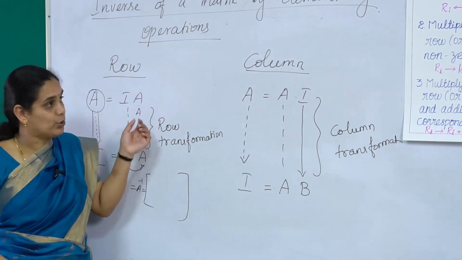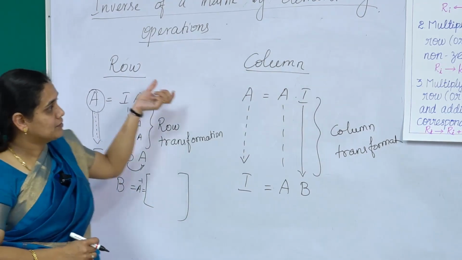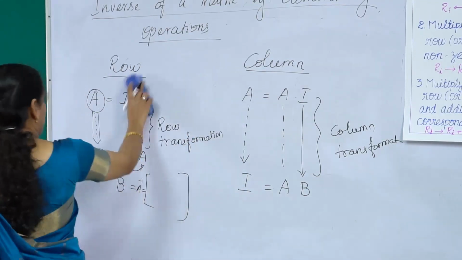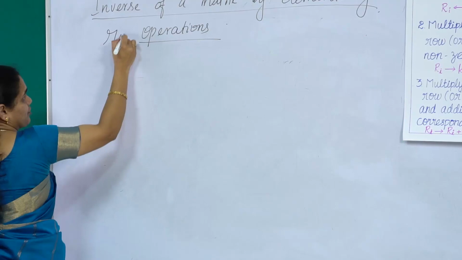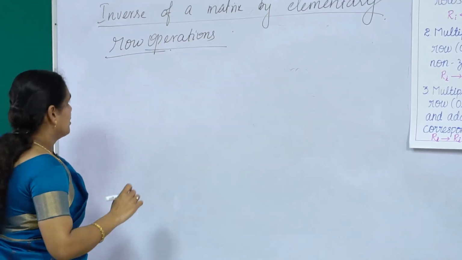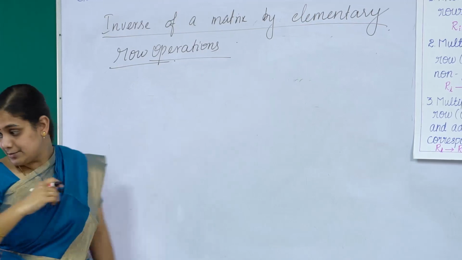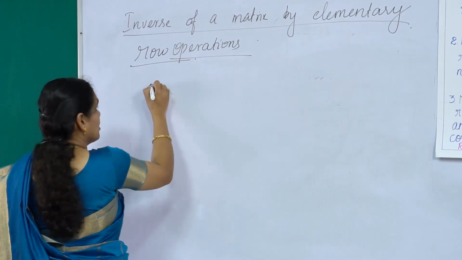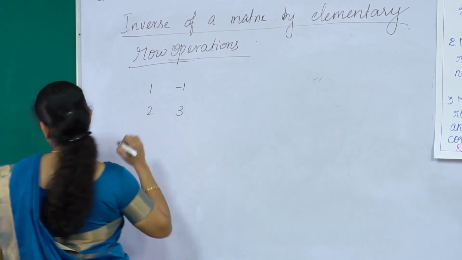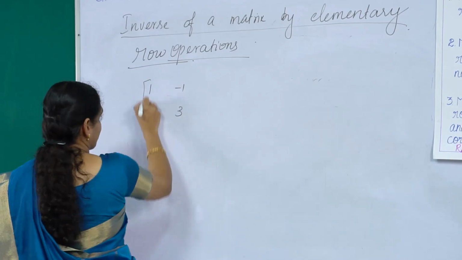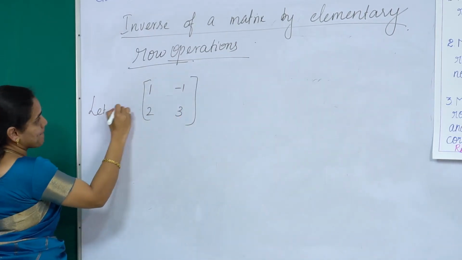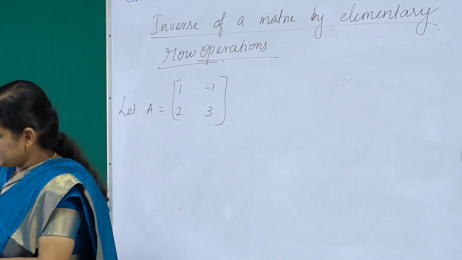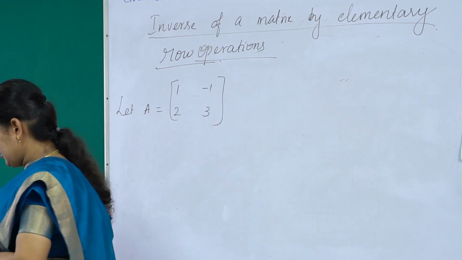So I'm going to show you the row transformation. Then you try the column transformation by yourself. This is by row transformation. Let me choose a question from your exercise. A equal to the matrix 1, minus 1, 2, 3. It's a 2 by 2 matrix. First I'll show you one 2 by 2 matrix, then we will move on to a 3 by 3 matrix.